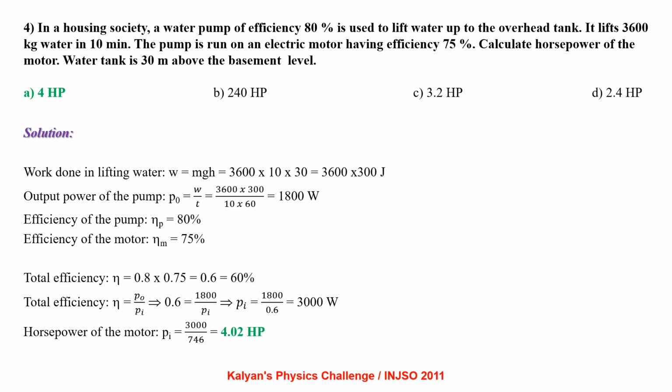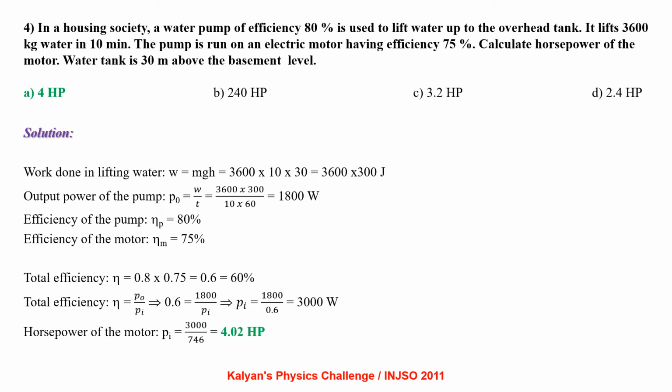In a housing society, a water pump of efficiency 80% is used to lift water up to an overhead tank. It lifts 3600 kg of water in 10 minutes. The pump is run on an electric motor having an efficiency of 75%. Calculate the horsepower of the motor. The water tank is 30 meters above the basement level.